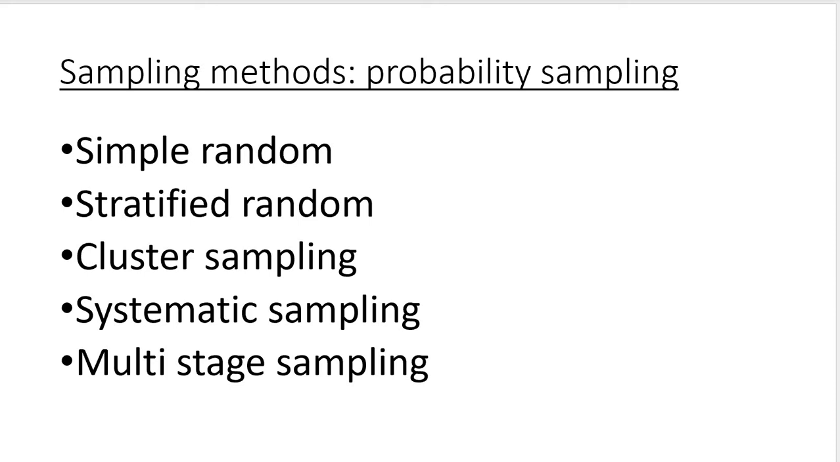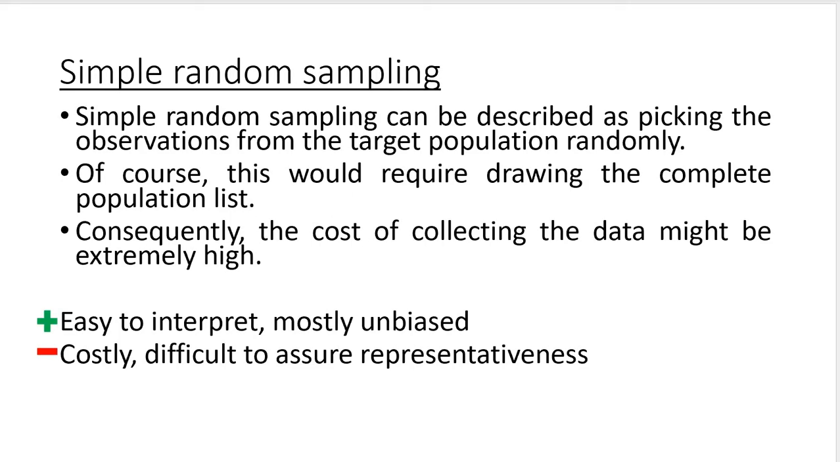So let's start with the very basic one, or simple random sampling. So basically, it can be described as picking the observations from the population randomly. Like you have to design a list of all the observations in your population, and then, for instance, by using some software or any other kind of randomizer, you just pick those observations randomly. As mentioned before, of course, it would require you to draw the complete population list. And because of this, the cost of collecting data might be extremely high.